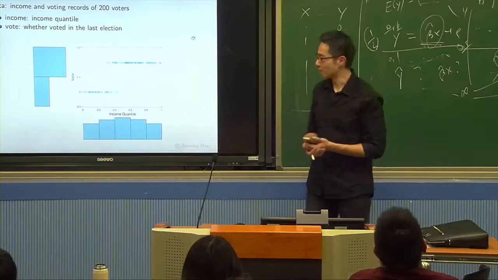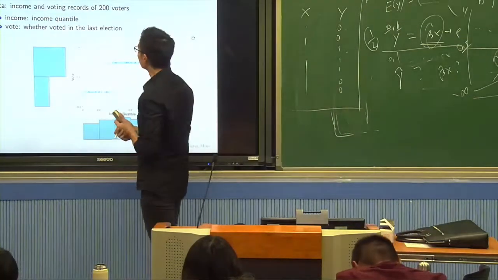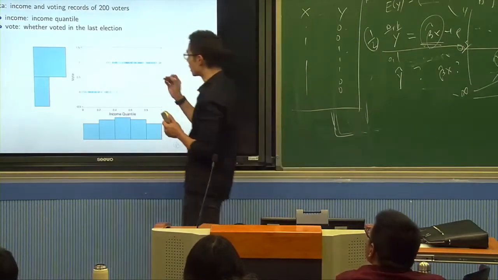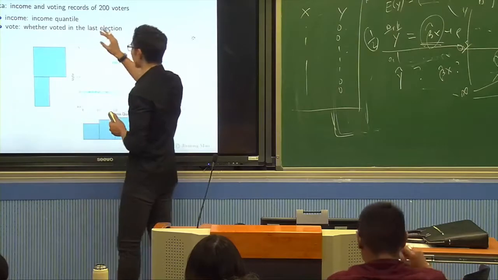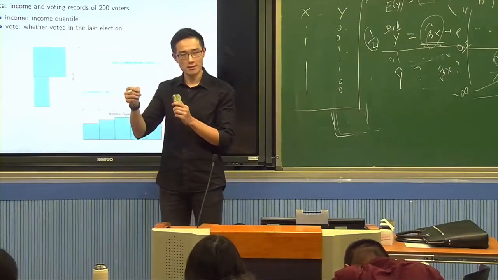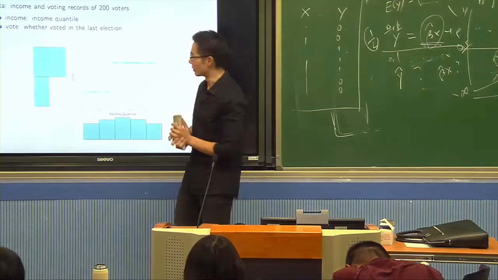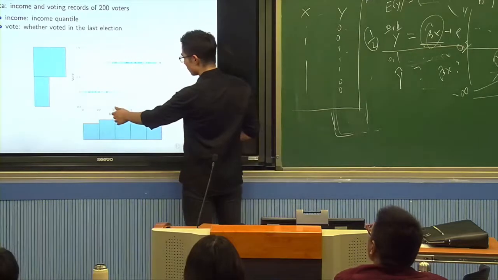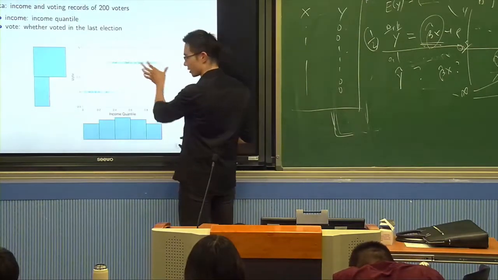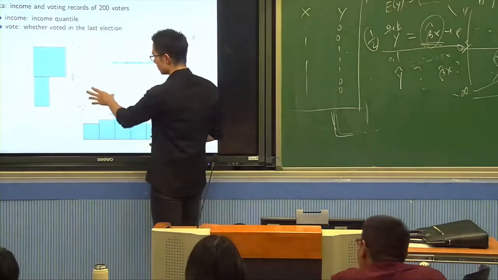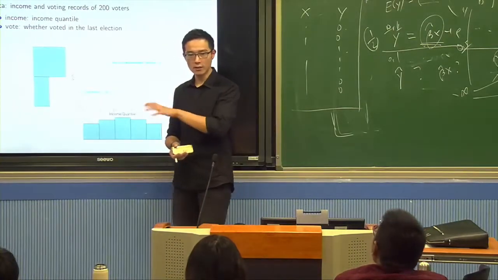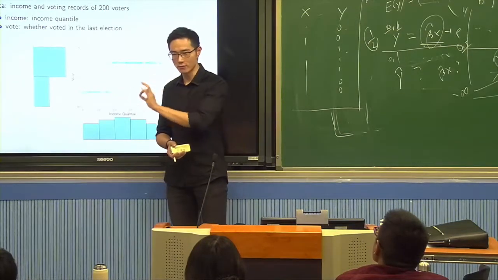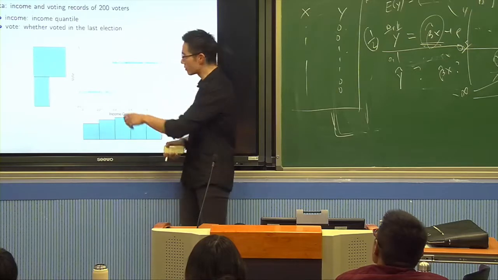Let's look at an example. This is incumbent voting data of 200 voters. Our y variable, vote, is whether the individual has voted in the last election. It's a 0-1 variable: 1 is voted, 0 is not voted. I'm going to use income. Let's take a look at the data. For high-income people, the majority of them voted. For people who did not vote, most of them are low income. So clearly income has some ability to predict whether a person voted in the election. So we're going to use income to predict voting.